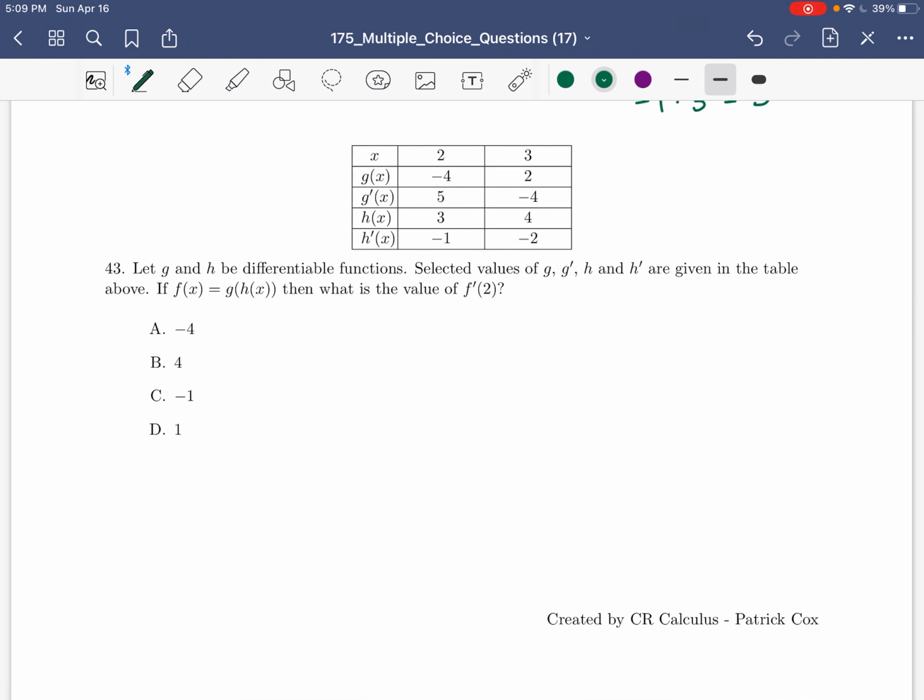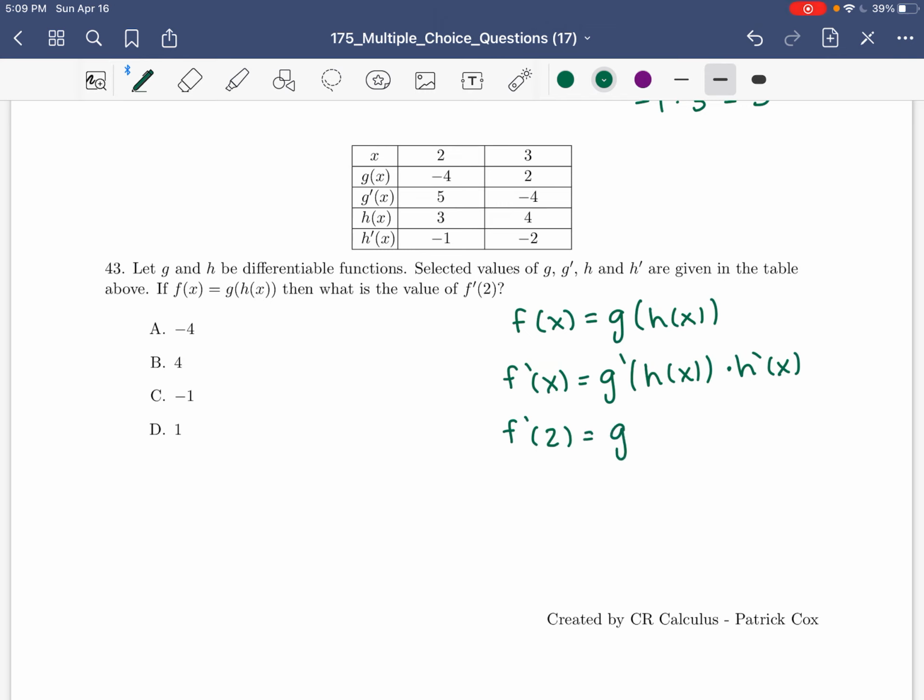All right, here we have more like the table. So if we have f of x equals g of h of x, we're going to have to use chain rule here because we have a function inside of another function. So g prime, so derivative of the outside, leave the inside alone, times the derivative of the inside. And then I just plug in 2, so f prime of 2 equals g prime h of 2 times h prime of 2.